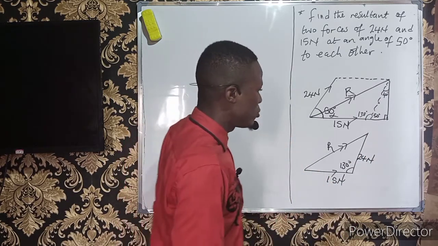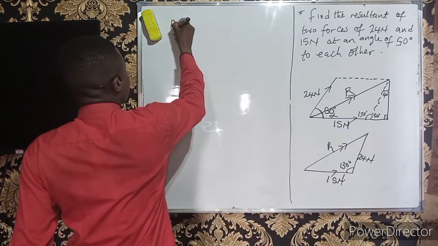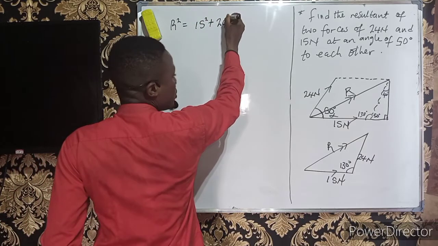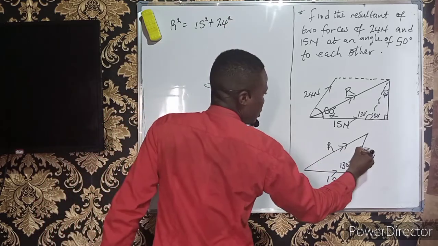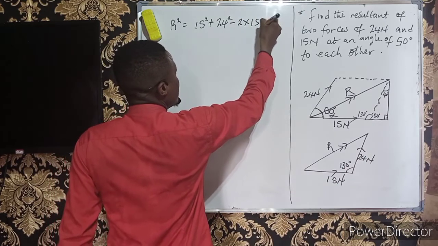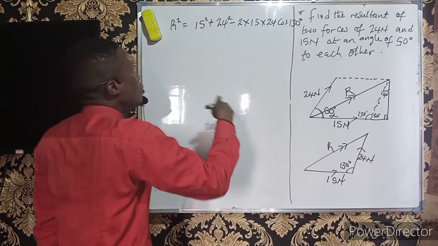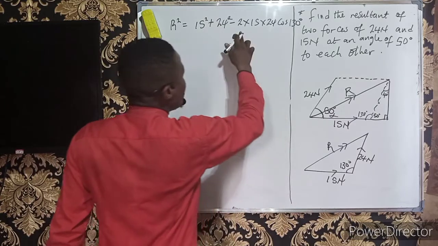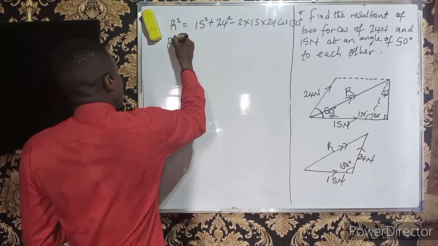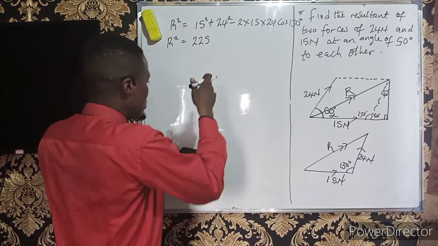To get R using the cosine rule, when you have two sides and the included angle, I can write that R squared equals 15 squared plus 24 squared minus 2 times 15 times 24 times cos of the angle here, 130 degrees. So R squared will give us 15 squared, which is 225. Let us get 24 squared.